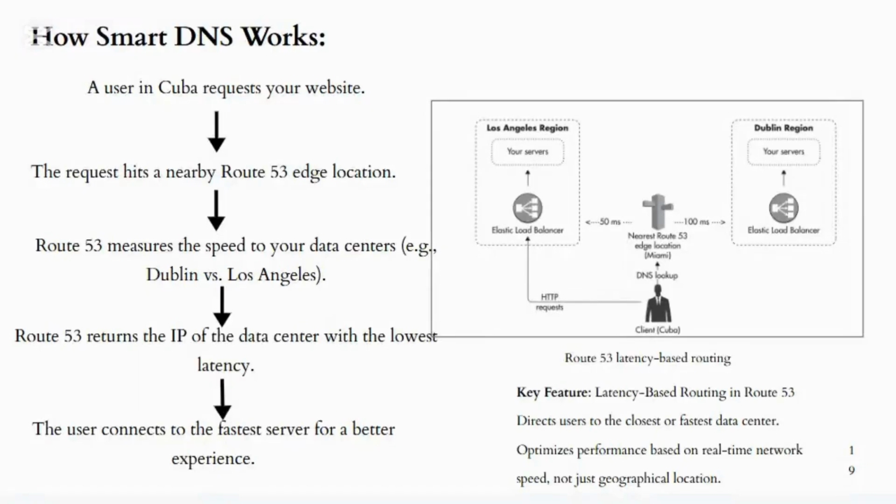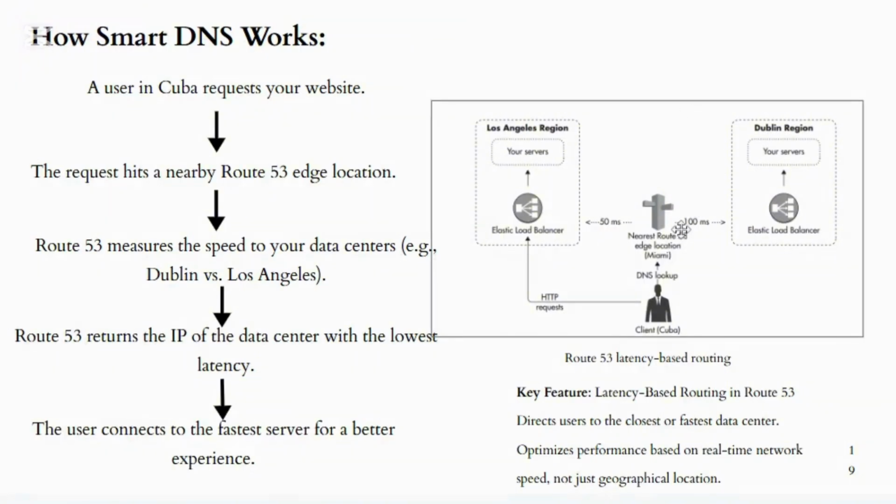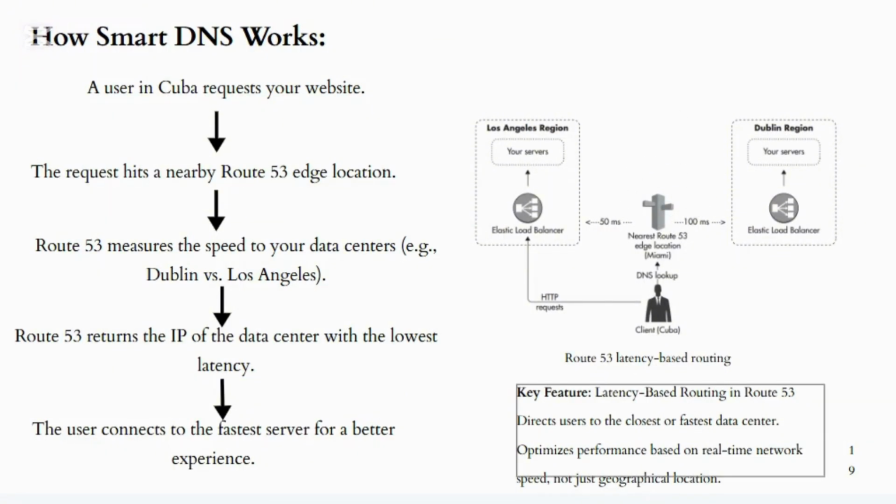Now let's move on to how smart DNS works, using Amazon Route 53 as an example. Traditional DNS just translates names to IPs, but Route 53 takes it a step further. It uses something called latency based routing, meaning it measures how fast the connection is from the user location to different data centers and then sends them to the fastest one.